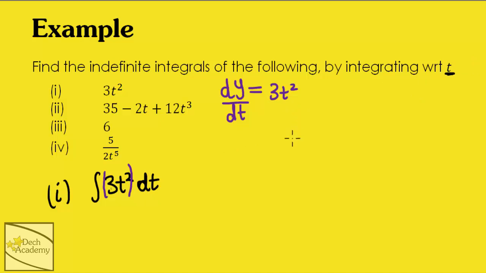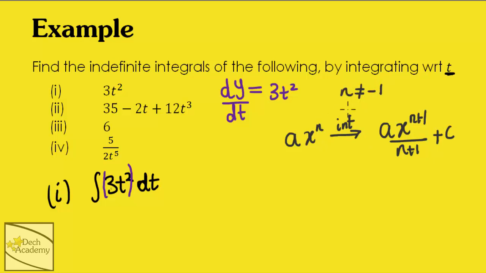If you have something of the form ax to the n, integrating this gives ax to the n plus 1 divided by n plus 1 plus an arbitrary constant, provided n is not equal to minus 1. If you have something in the form at to the n, so I'm just changing the variable from x to t, the same procedure applies. Wherever you see x, you just put t. You get at to the n plus 1 divided by n plus 1 plus your arbitrary constant.